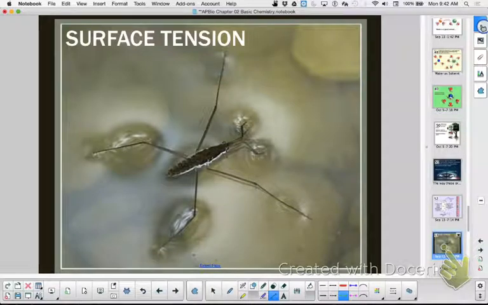Okay, and number 5 is high surface tension. I don't know if you can see this, if this conveys it, but do you see how the water strider is sitting in divots in the water? That's because all those water molecules are hanging on to each other, and it's actually indenting the water.